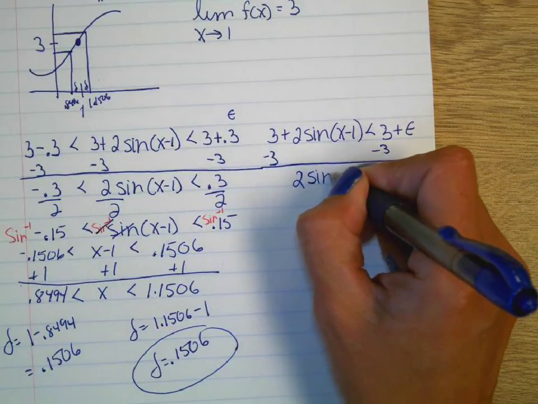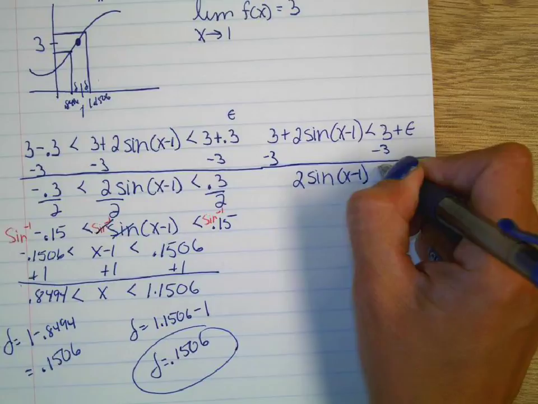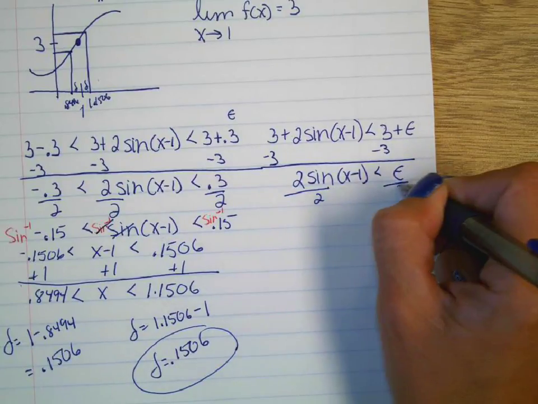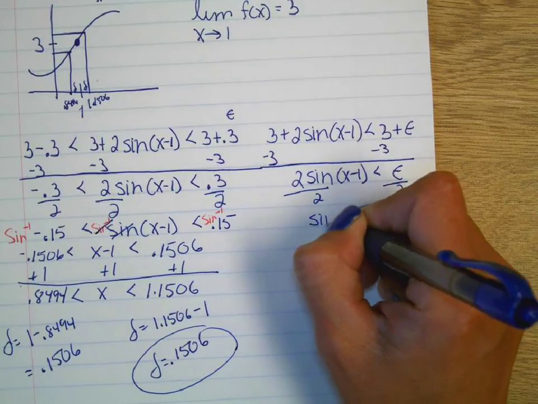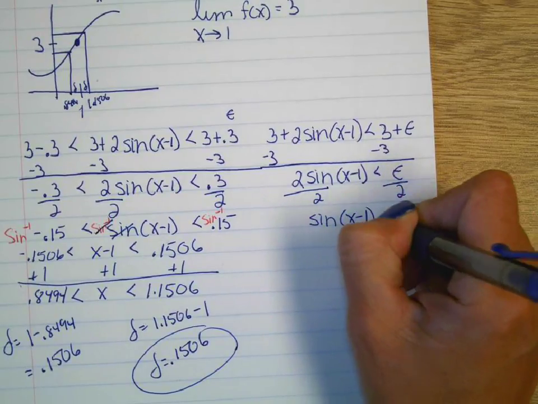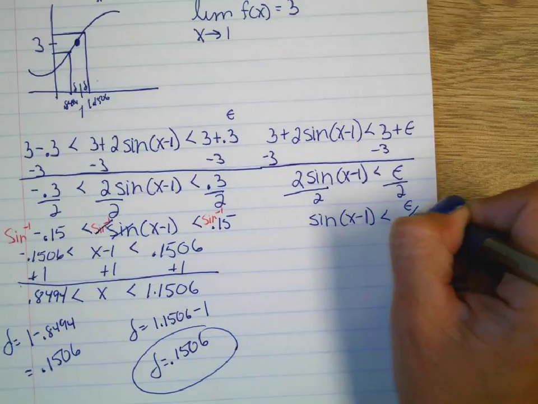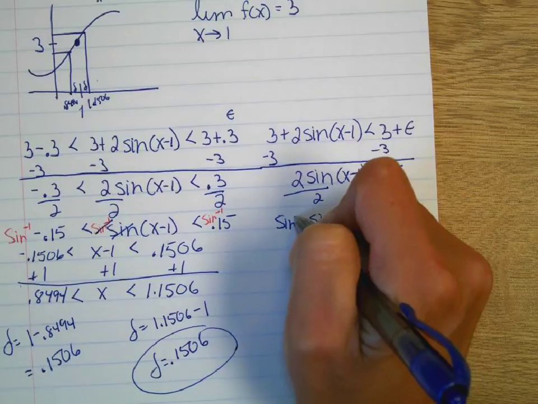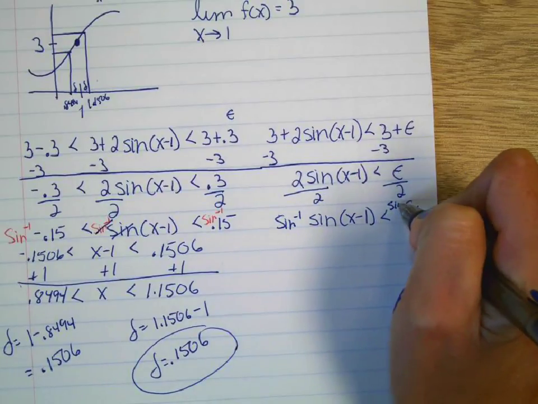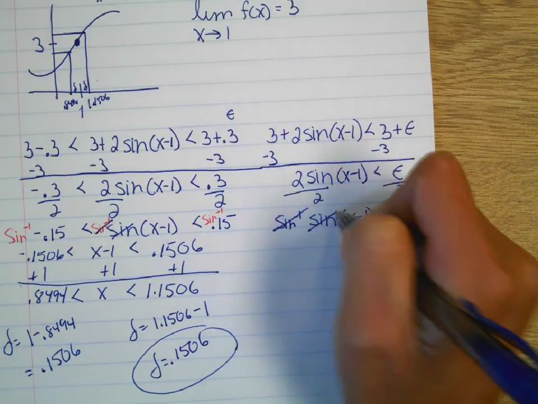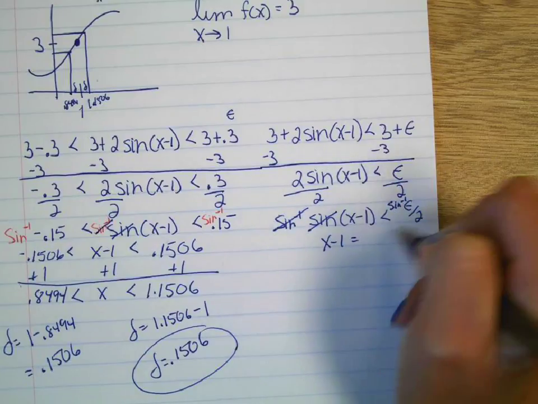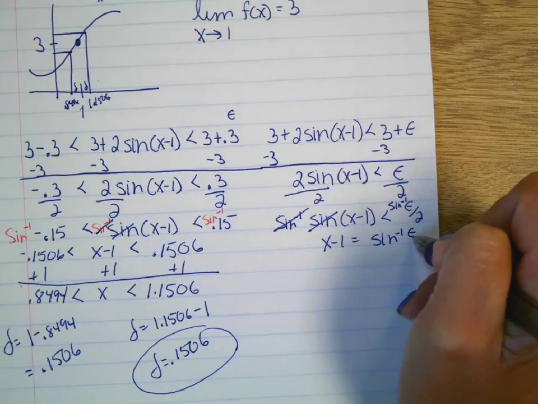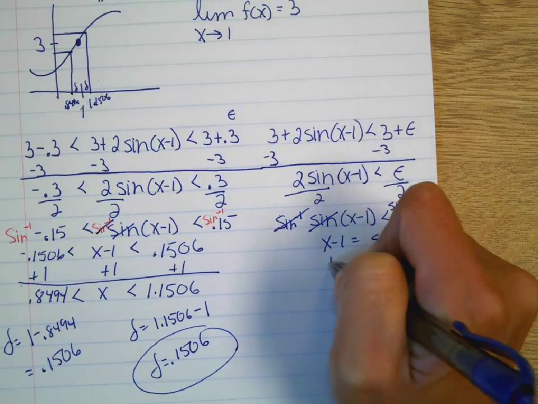2 sine of x minus 1 less than epsilon. Divide by 2. Sine of x minus 1 less than epsilon over 2. Now I'll do the inverse sine to get rid of that. So that cancels that, x minus 1. Here I can't do anything but write it down: inverse sine of epsilon over 2. Add 1.